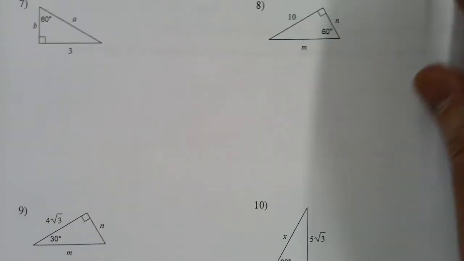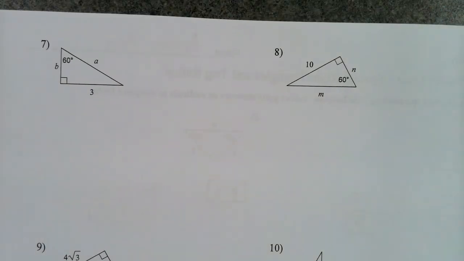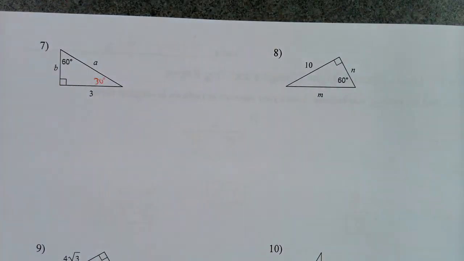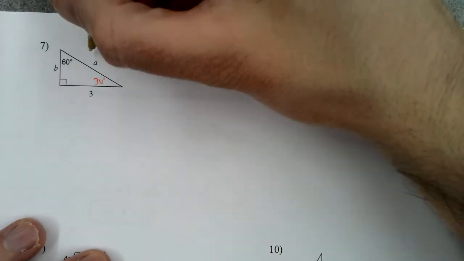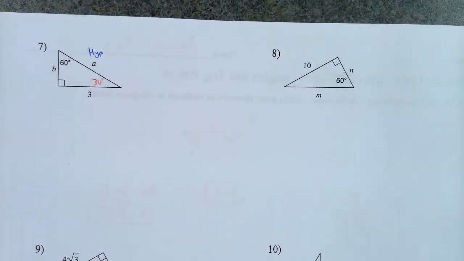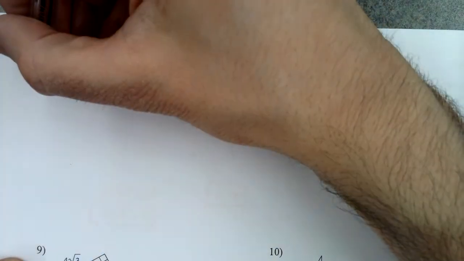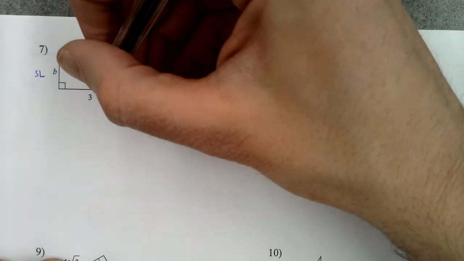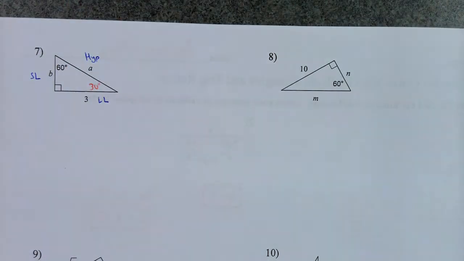Let's continue on. Number 7. Label the missing angle as 30. And let's label the 3 sides. So A is the hypotenuse, because it's across from the right angle. B is the short leg, because it's across from the 30-degree angle. And the 3 is the long leg, because it's across from the 60-degree angle. Let's start by finding the short leg.